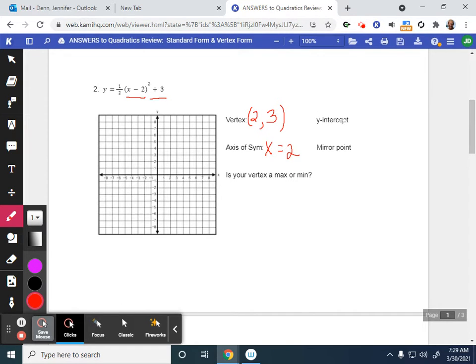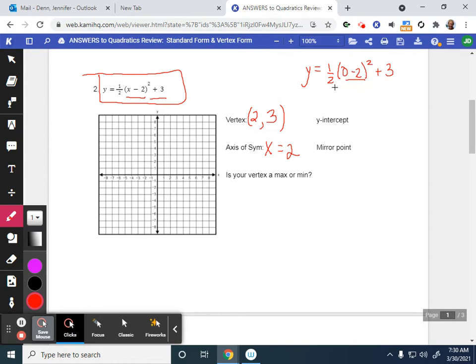So y-intercept, now this is the hard stuff. So now I plug in 0 for x and solve for y into my original equation. So y will equal 1/2 times 0 minus 2 squared plus 3.